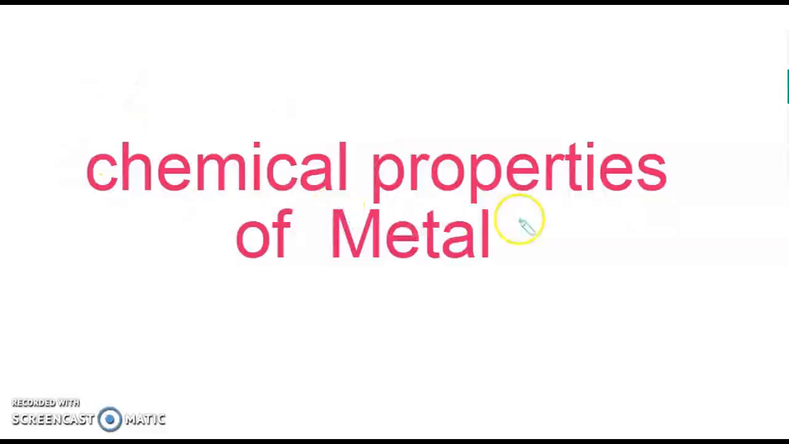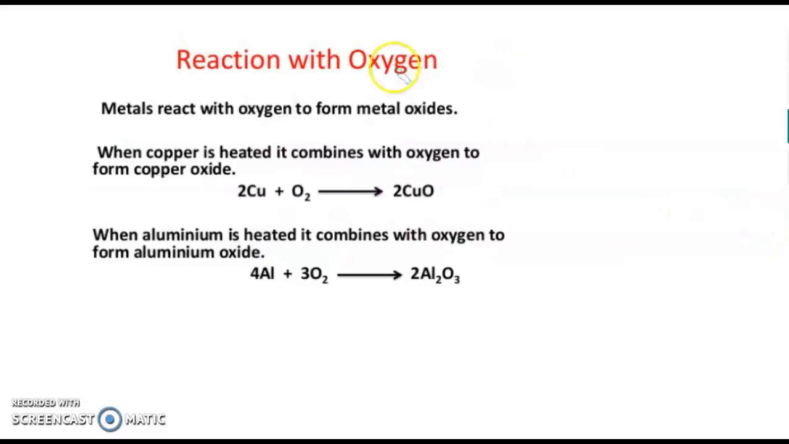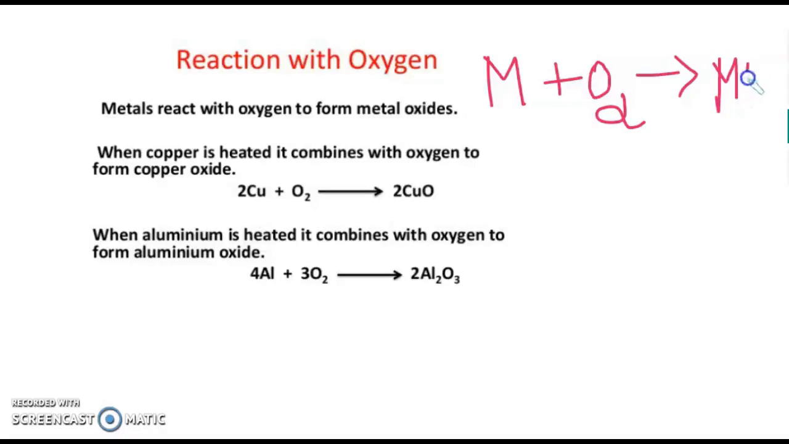First, let's study the chemical properties of metal, how metal reacts with various reagents. The first one is how metal reacts with oxygen. Metal combines with oxygen to give you metal oxides. Here the M signifies the metal. So here what has happened? The metal has combined with the oxygen to form metal oxide. This is a metal oxide.